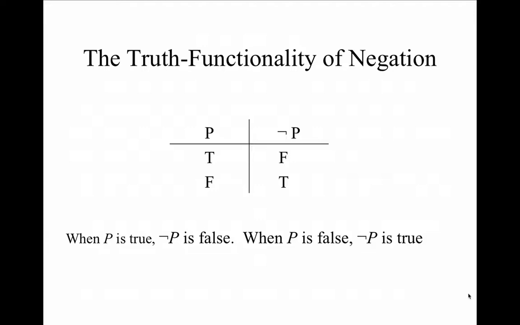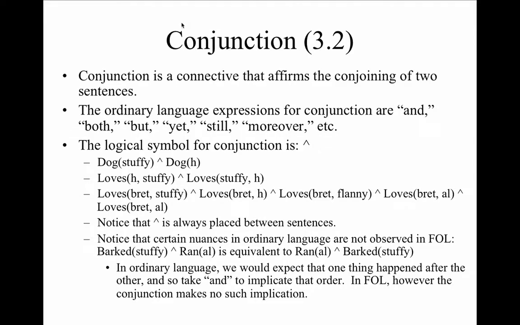The second of our three connectives is conjunction. Conjunction affirms the conjoining of two sentences. Typically, we see in ordinary language conjunction expressed by the words and, both, yet, still, moreover, nevertheless, and so forth. So when we have a conjunction sentence, we have a sentence that says X and Y are true, or we have a sentence that says both X and Y.